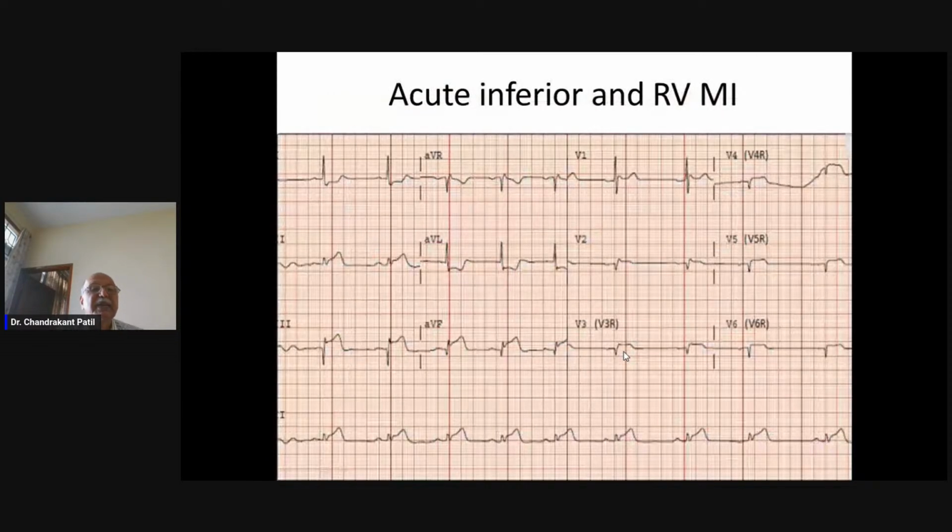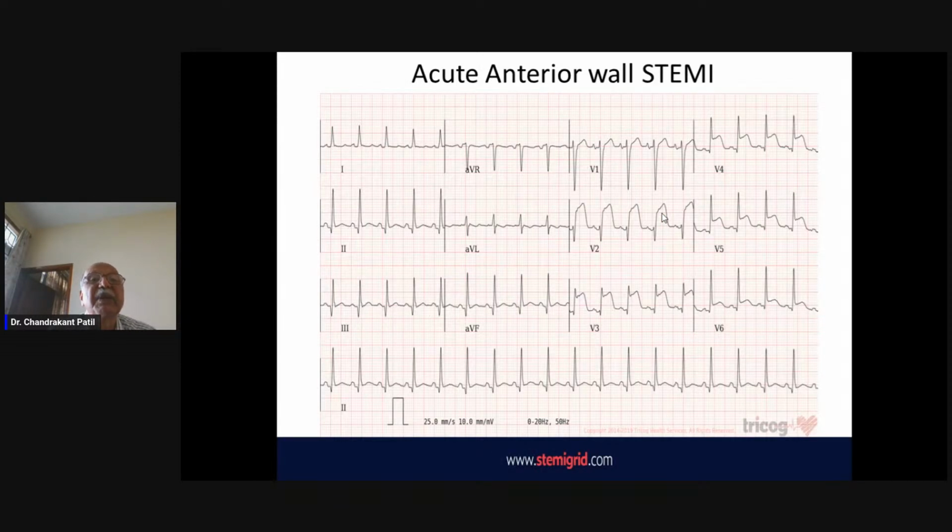So this is an acute inferior and RV MI. See, in II, III there's an elevation, and RV leads, V3R and V4R, are showing ST elevation. That's why I told you RV leads are equally important in all chest pains, as well as the posterior leads V7, V8, V9.